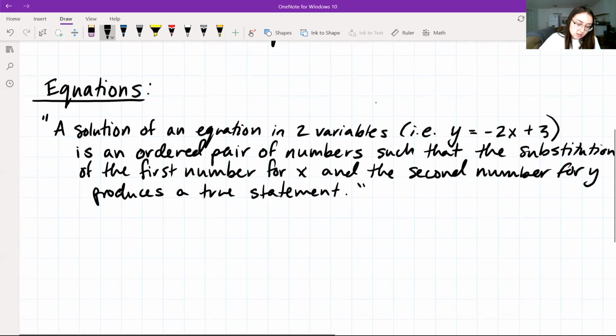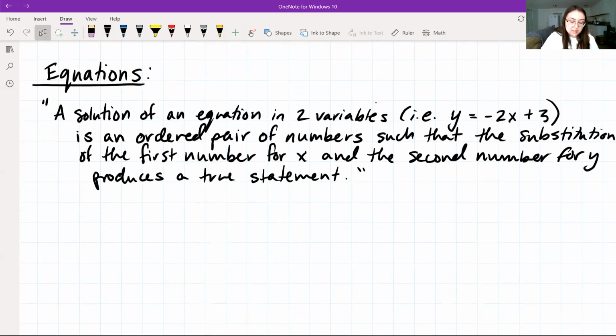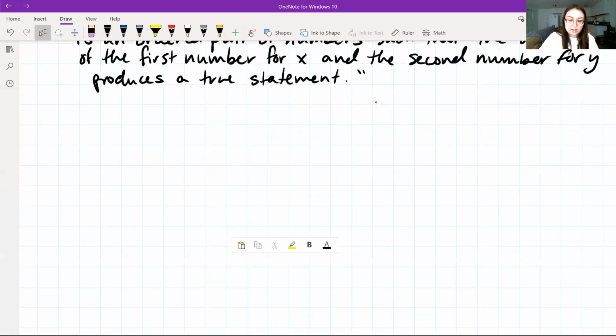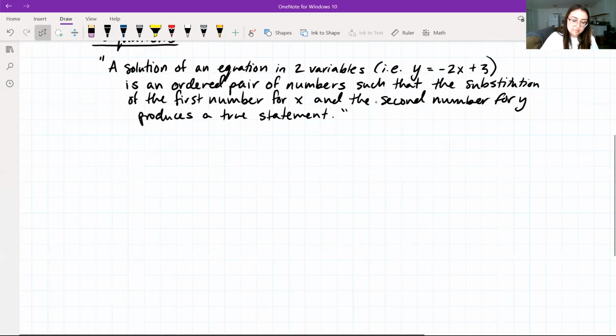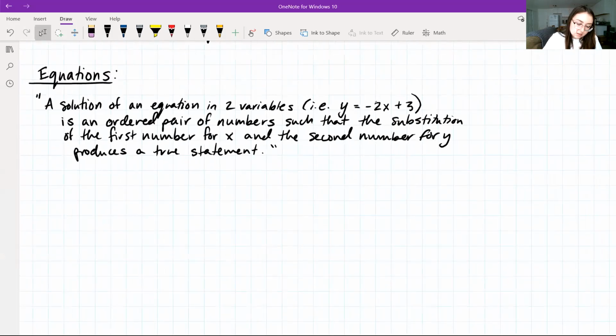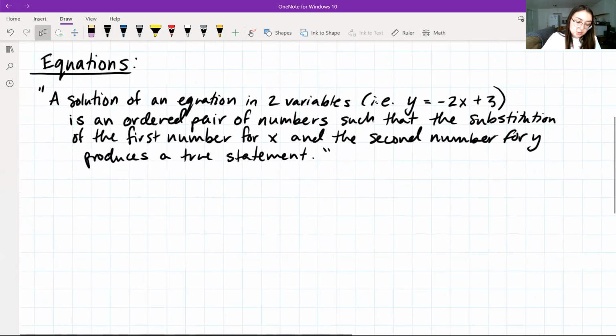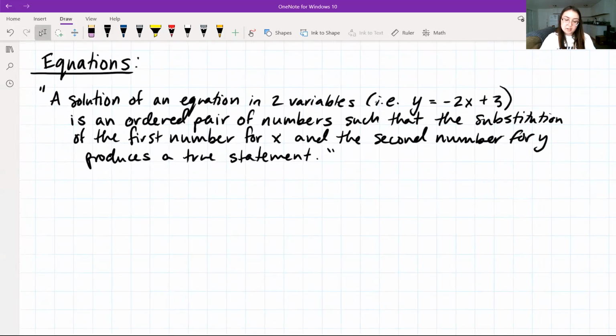All right. And basically what this means is that any solution of an equation that has two variables, like the x and y that we saw, is that if you plug in a number for x and then a number for y, if you're given both, and if they both produce the same number, then you have a true statement, and that would be considered a solution.